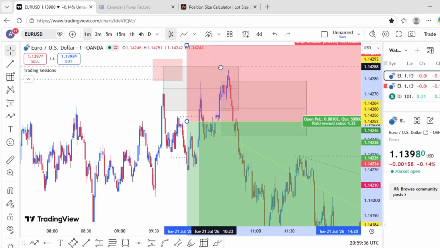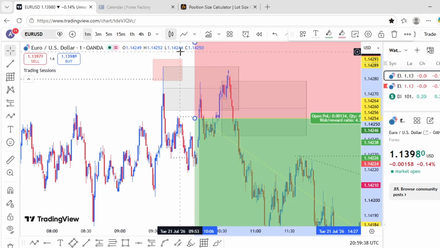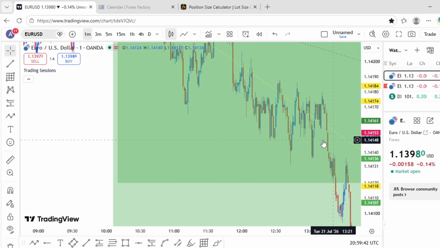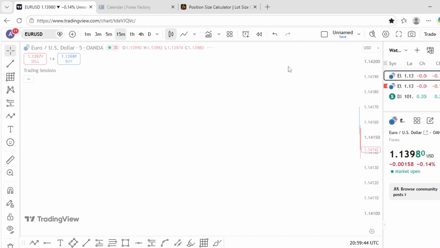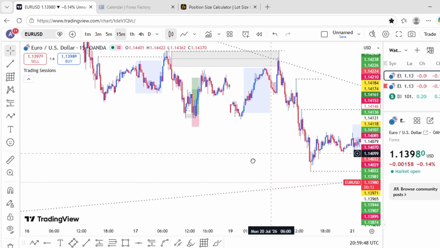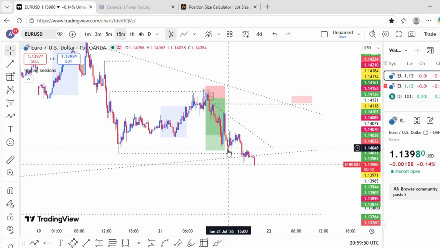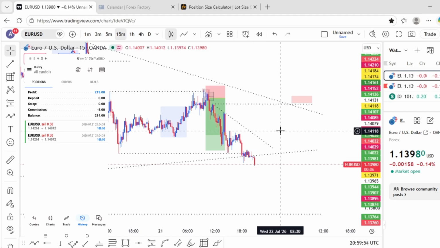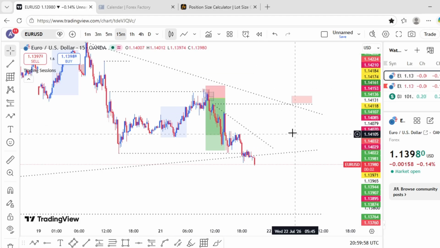So this is where I took my entry, my stop loss was around here, and I targeted 1:4, and fortunately my TP was hit. This trade actually took longer though. I got in around 10 and closed around 3 p.m., so almost 4 hours thereabout. This trade took almost 4 hours, and that was it.